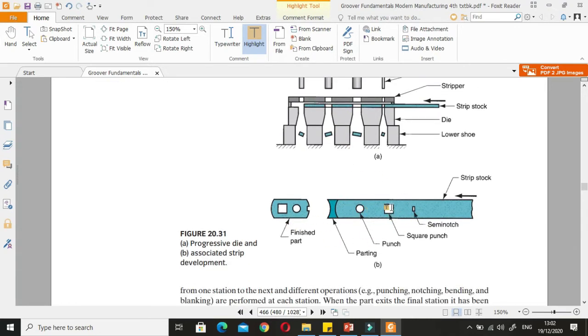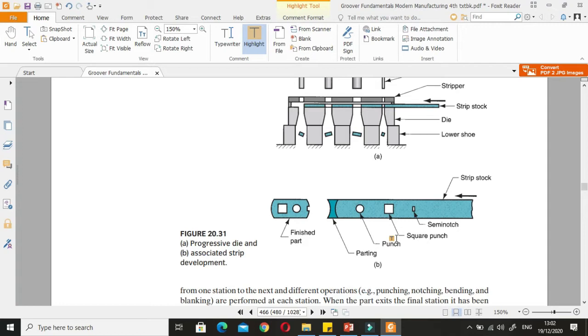We have the punching, square punch, semi-notch, parting. All these are types of sheet metal working operations. So they all perform simultaneously with a single stroke on the same material. So these are the four types of stamping dies.